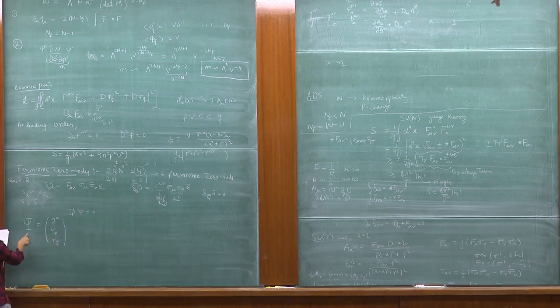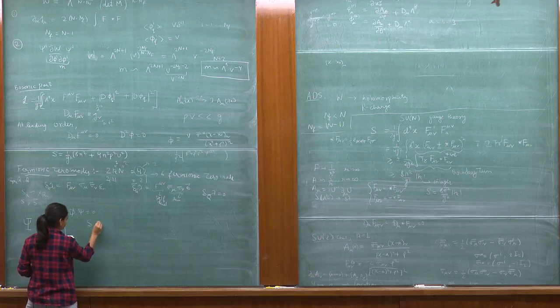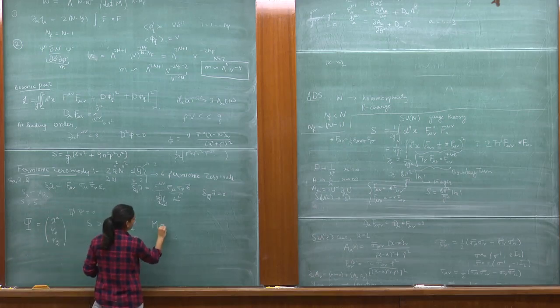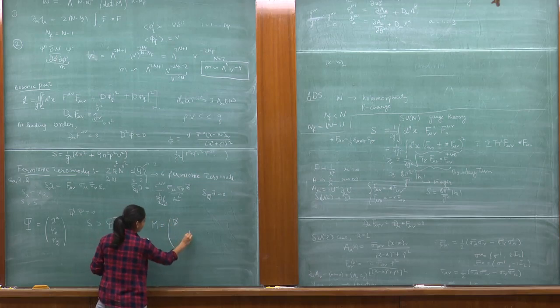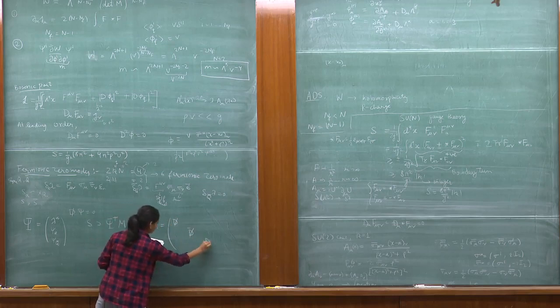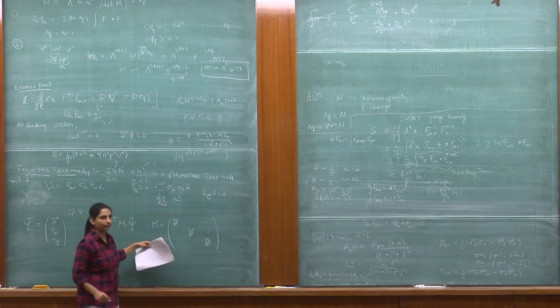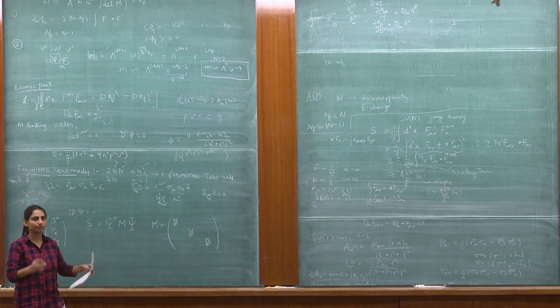Initially, without turning on the expectation value, the kinetic term in the action was basically psi dagger M psi, where this matrix M was basically diagonal. They were D slash, D bar slash, D slash, something like this. So the kinetic term of the fermions was just the free kinetic term.